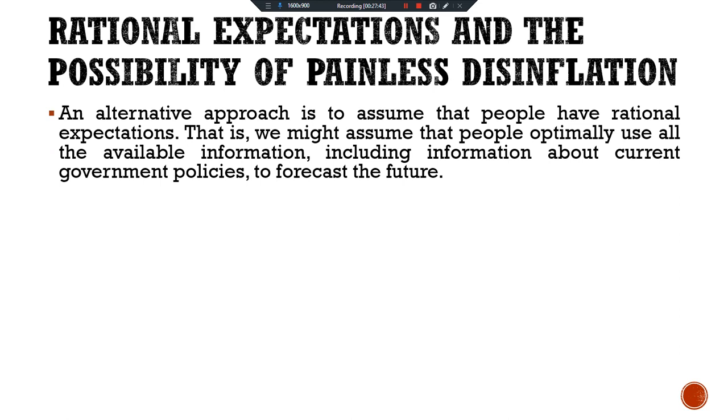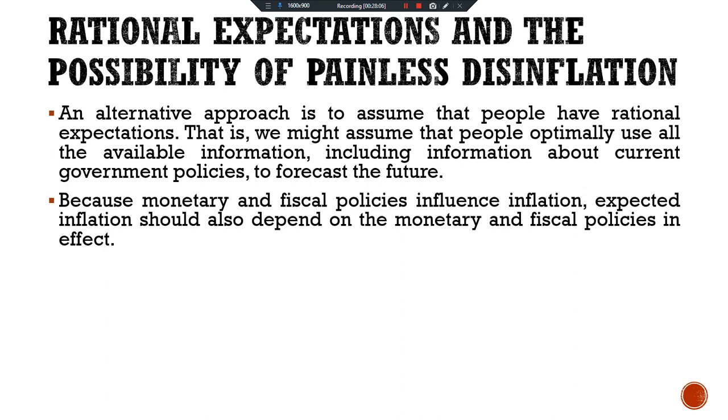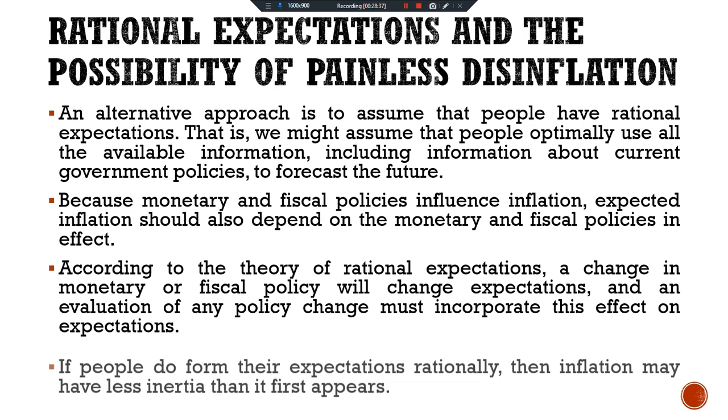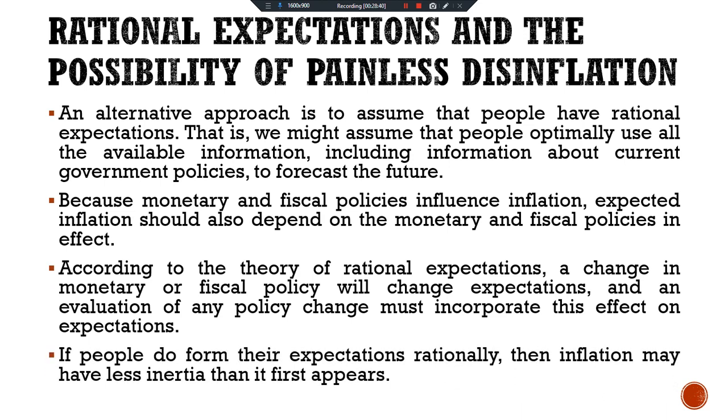So an alternative approach is to assume that people have rational expectations. That is, we might assume that people optimally use all the available information, including information about current government policies, to forecast the future. Then, because monetary and fiscal policies influence inflation, expected inflation should also depend on monetary and fiscal policies. According to the theory of rational expectations, a change in monetary or fiscal policy will change expectations, and evaluation of any policy change must incorporate this effect on expectations. If people do form their expectations rationally, then inflation may have less inertia than it first appears.